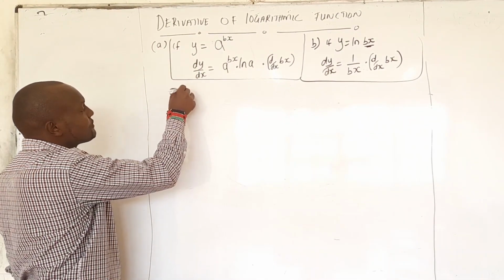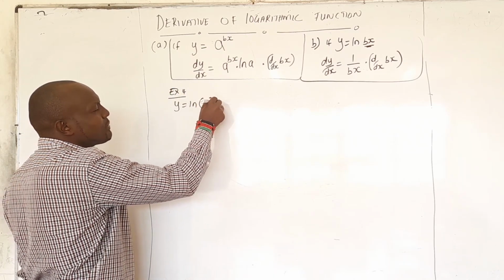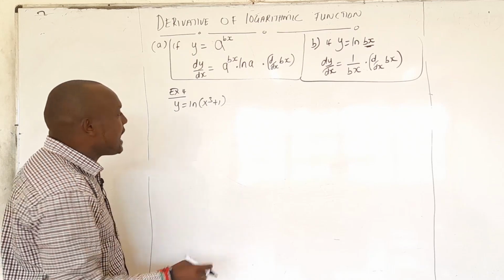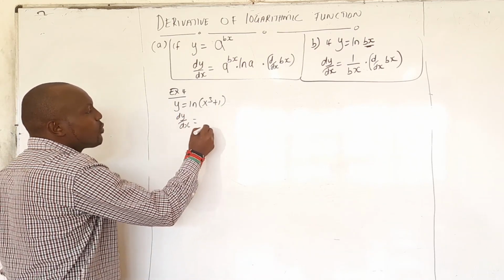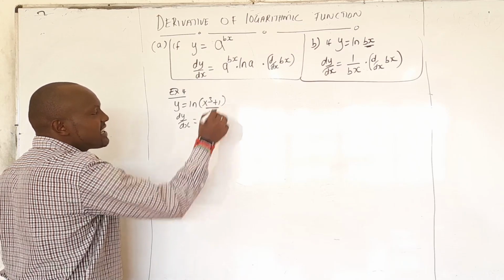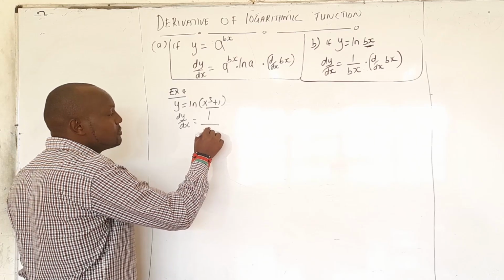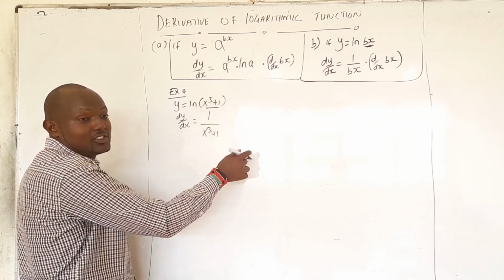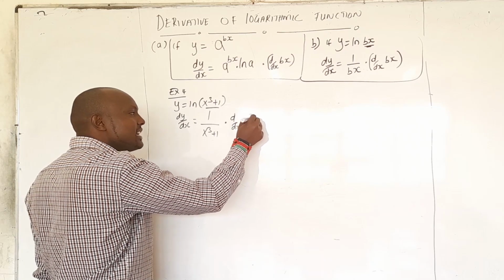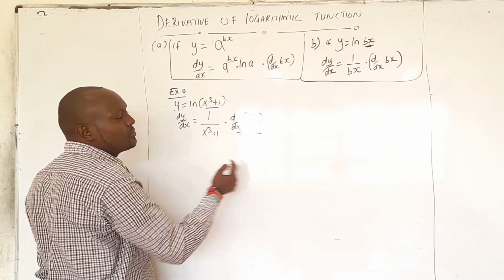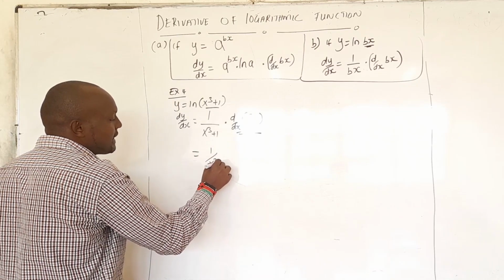Example 4: if you are given y is natural log of x cubed plus 1, how do we differentiate this one? dy over dx will be 1 over x cubed plus 1, because our main focus is x cubed plus 1. It is 1 over that function times the derivative of that function, which is x cubed plus 1.